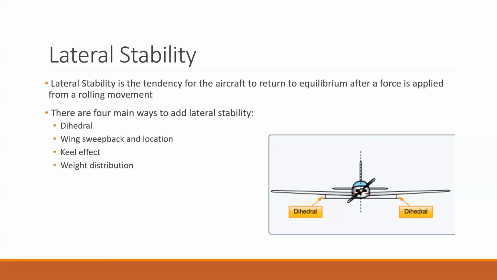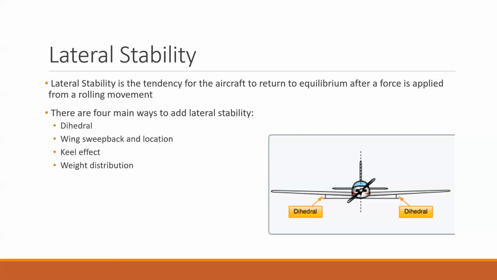Another way to increase lateral stability is through adding sweepback to the wings, or just moving the wing location. So you can move the wings so that they're swept back. The best example would probably be some of the early fighter jets, some of the early jet engine powered aircraft. They had swept back wings.